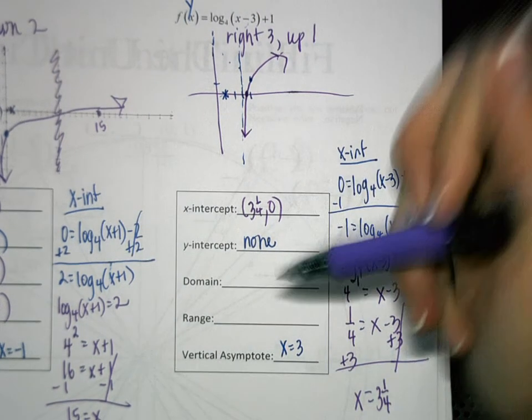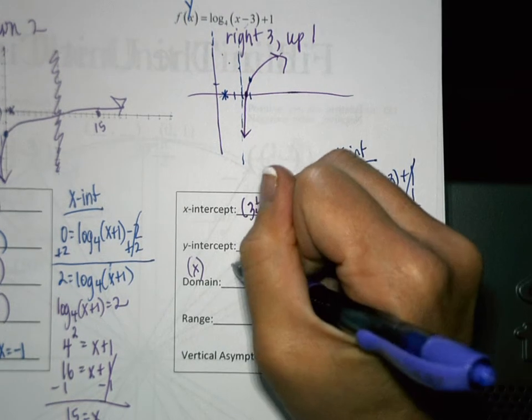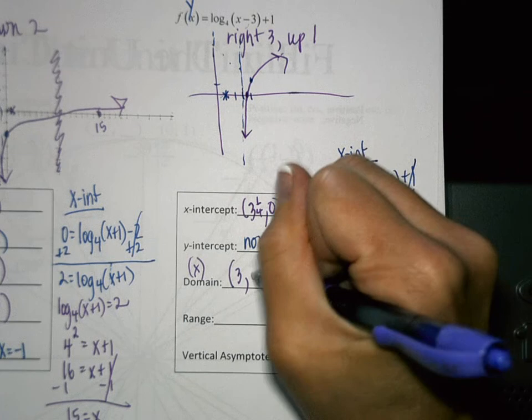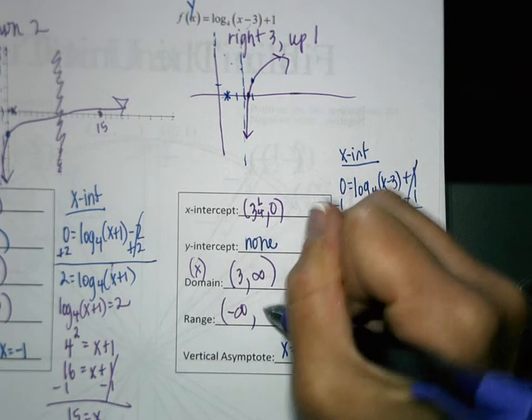Based on this information, my domain, which is my x values, starts there at 3. Again, we use a parenthesis because it never equals 3, but it gets very close. It goes all the way to positive infinity. And for our range, it is from negative infinity to positive infinity.